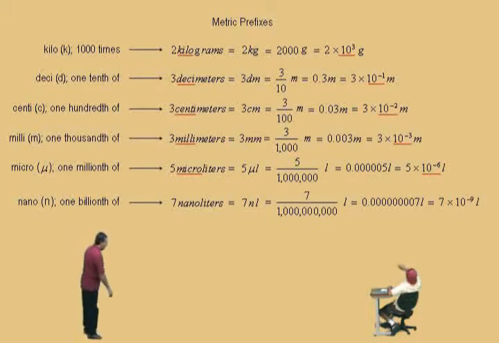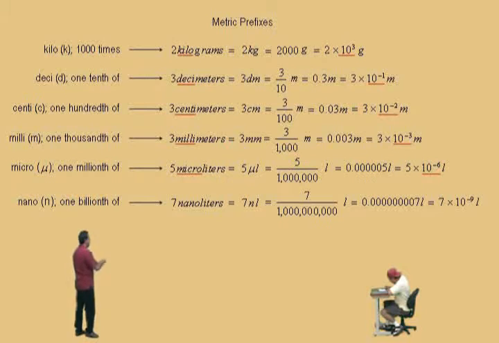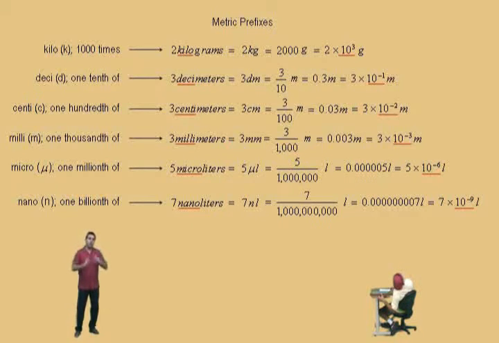We got one more here, 7 nanoliters. Nano means 1 billionth of, and again, we look at the scientific notation. 10 to the negative 9 is 1 over 10 to the 9th, which is 1 over a billion. And so 7 times 10 to the negative 9th liters is the same as saying 7 nanoliters. There you go. So that's a review of your metric prefixes.